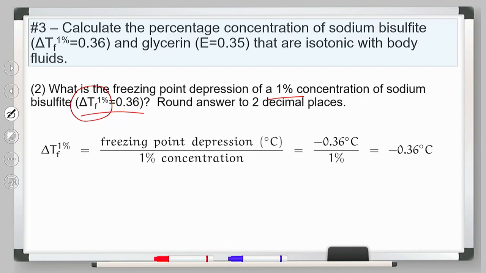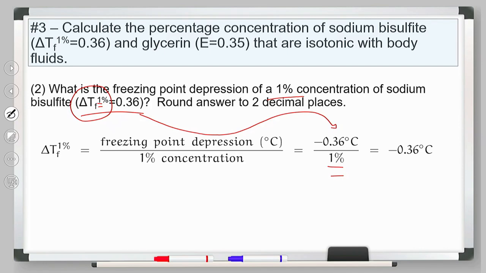So what is the change in the freezing point of a 1% solution? And these values I give you will always be standardized for 1%. That little 1% lets you know this is the concentration: 1% of this drug produces this decrease, this freezing point depression. A delta TF 1% means that a 1% concentration reduces the freezing point by that amount.